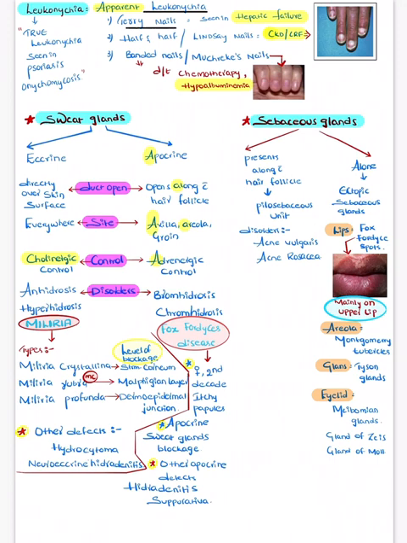Terry nails are seen in hepatic failure or chronic liver failure, guys. Then half and half nails, which look like this, are Lindsay nails, seen in chronic kidney failure or chronic renal disease. Now Muehrcke nails are seen in hypoalbuminemia, guys.